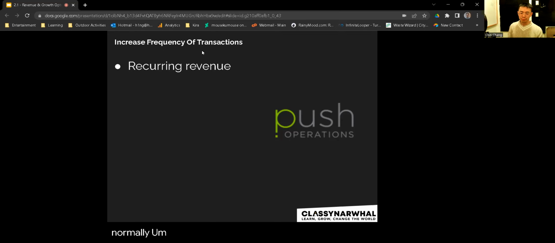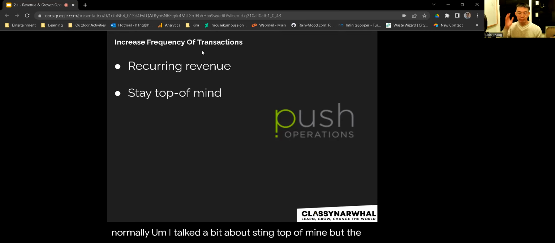I talked a bit about staying top of mind, but another example here is this one that you see, Push Operations. They're a Vancouver-based company that does, I think when they started, they were an accounting service solution for the hospitality industry. So that's for hotels, for restaurants. And as you know, with accounting, it's usually something that is a once a year kind of solution when you have your tax season, right? So they said, hey, how can we stay more top of mind for our customers? What else is tied into accounting? And they looked at, okay, payroll for their employees. That's something that happens on a bi-weekly basis here, or in other countries, maybe monthly basis.